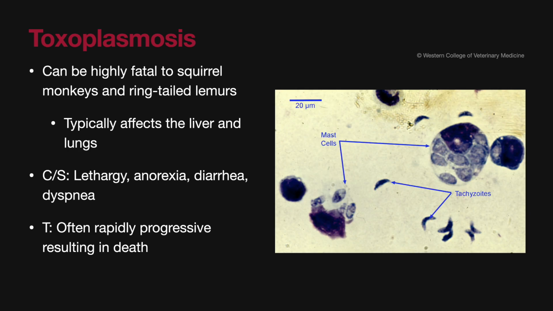Toxoplasmosis can be highly fatal to squirrel monkeys and ring-tailed lemurs. It typically affects the liver and lungs in these species. Clinical signs include lethargy, anorexia, diarrhea, and dyspnea. Most cases are rapidly progressive and ultimately result in death.